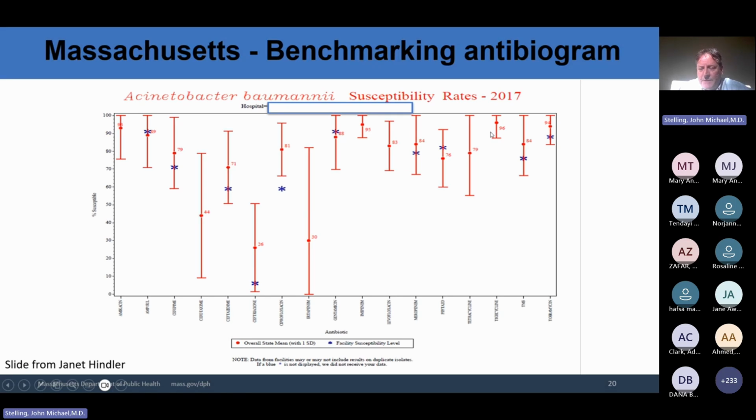It tells you what the average is for the state of Massachusetts, but it also tells you the range. For example, I'm at a university hospital, and I would expect to be higher than the average. So here you see in the blue X, that's the result for this particular hospital. So I can see how my hospital compares to the average. A community hospital, a children's hospital would often be less. A university hospital, city hospital would often be higher.